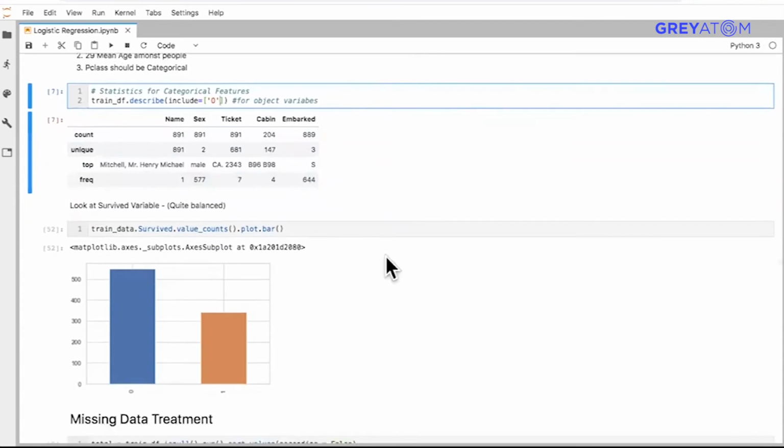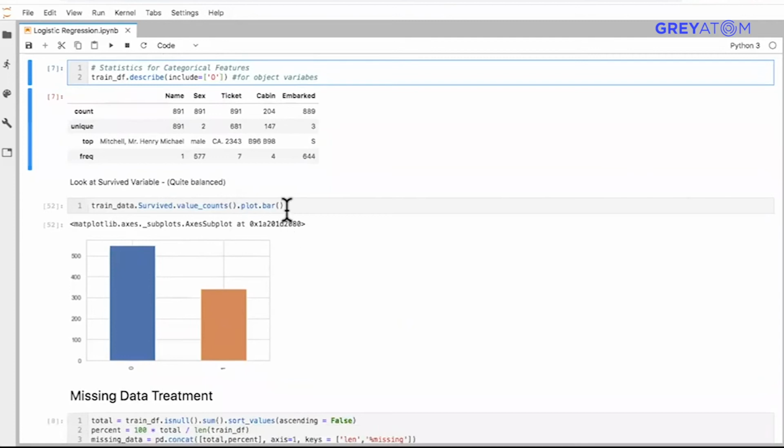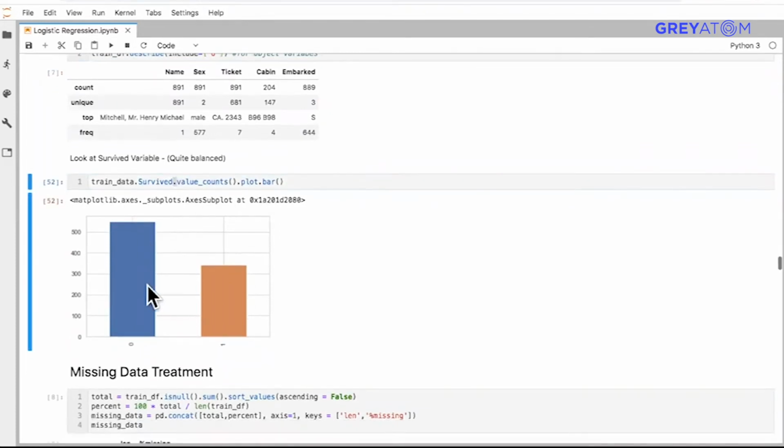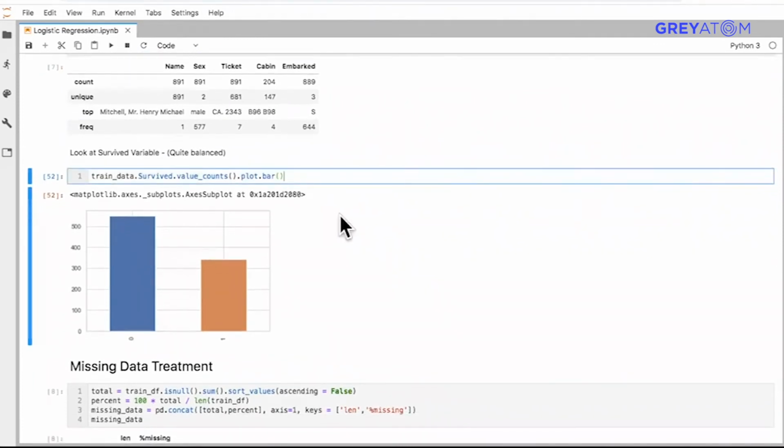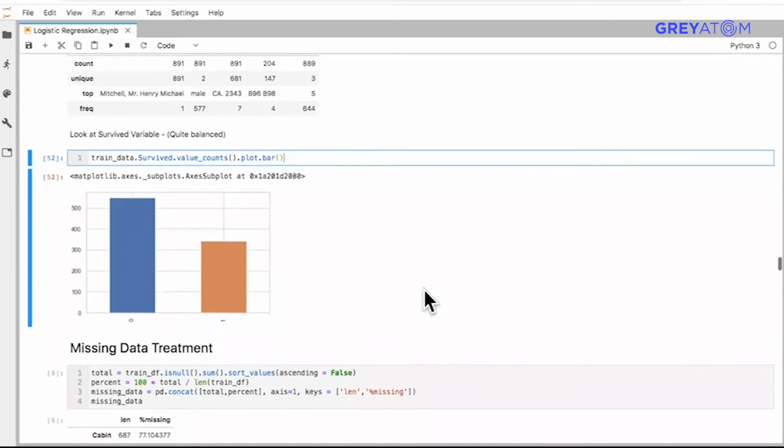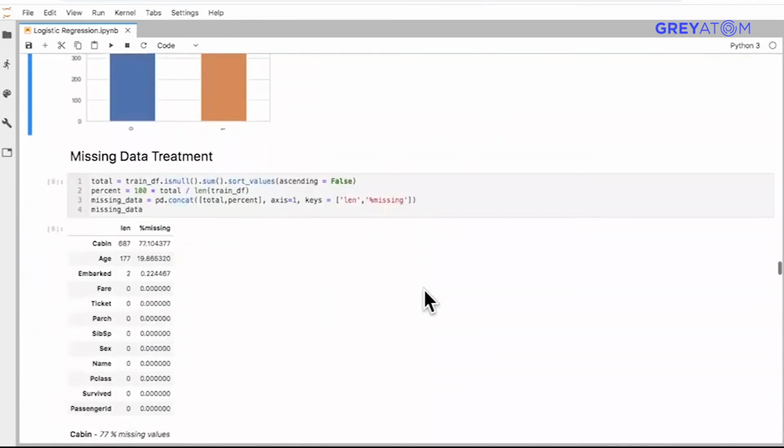Next part is looking at our survived variable. We really want to ensure, pretty much as soon as we dig into the data, that our survived variable is balanced. Looking at it, it's decently balanced. I'll say I can go ahead with this data. But if our data is imbalanced, suppose we have all the zeros and the 1s are very few, we would have to do some transformations to actually fit this kind of data.